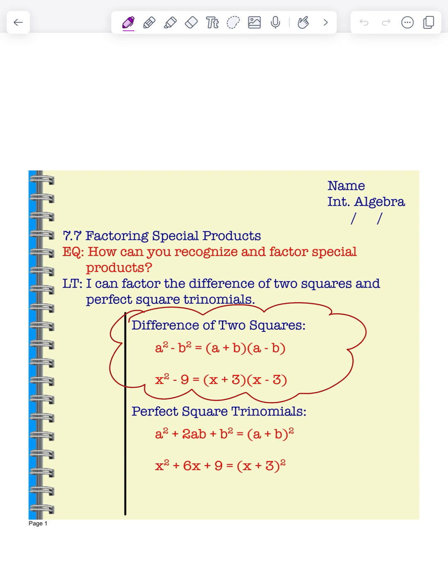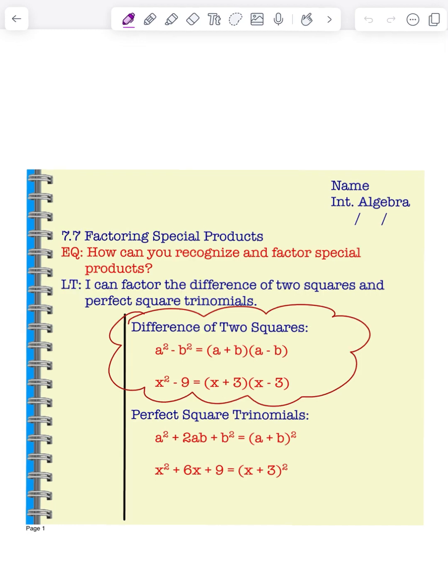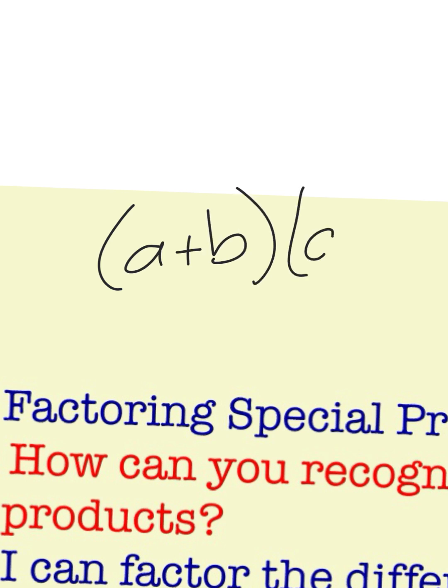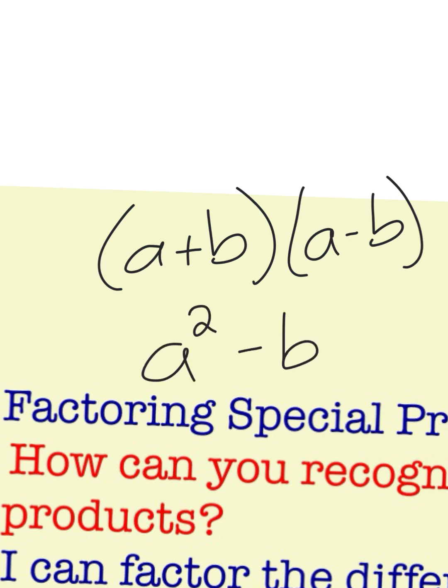If you look back at the 7.3 notes, you'll see the sum and difference pattern. That said that if you had two binomials that were the sum, so a plus b, and the difference, a minus b, you could take a shortcut and take the first term squared minus the second term squared.